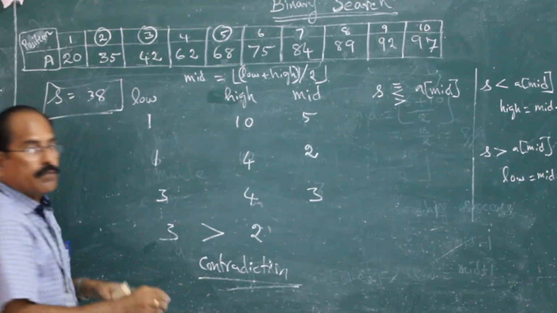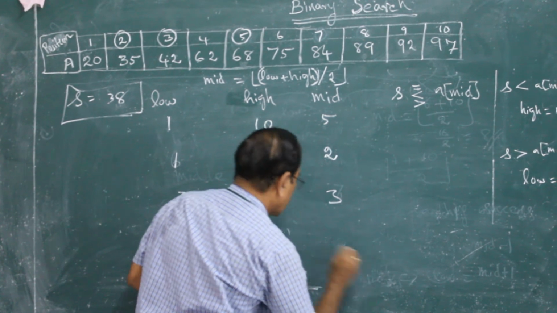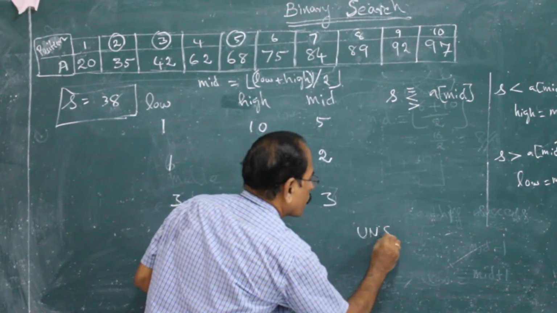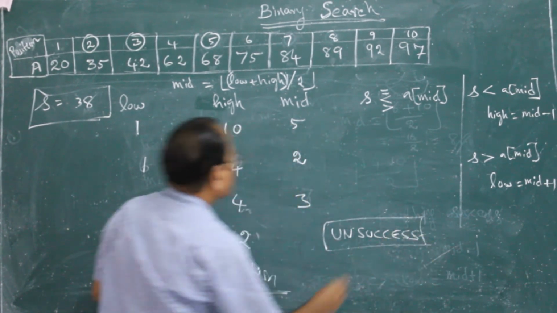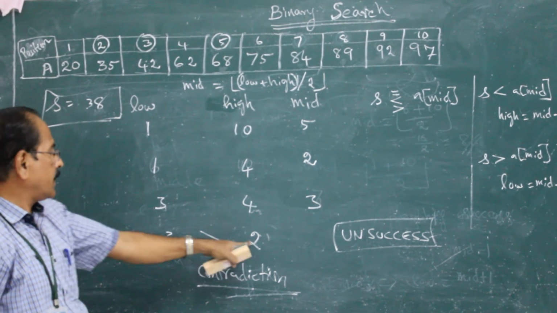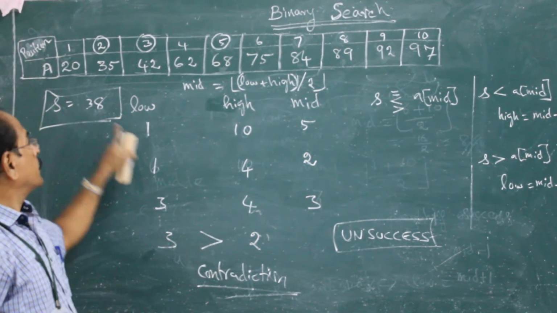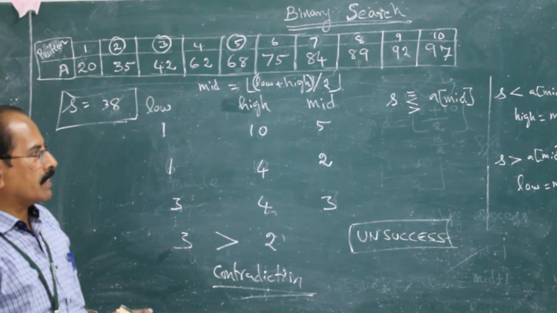So now we can terminate the process by saying that the search is unsuccessful. The element is not available. So whenever the value of low is greater than high, we can conclude that the searching element is not available in that particular array. So this is the binary search process.